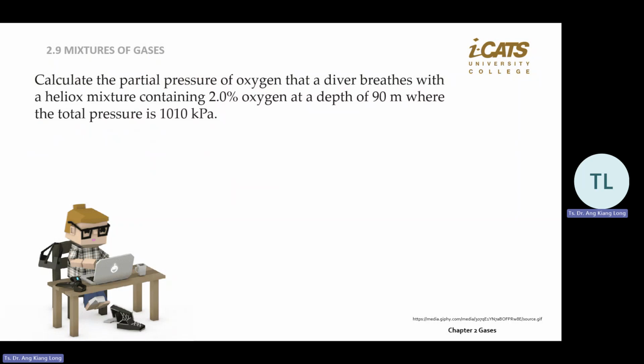Okay. So this is just an exercise. Calculate the partial pressure. You see, partial pressure already means you need to use Dalton's law. Only this chapter uses partial pressure. When you see partial pressure, you need to write Dalton's law already. Dalton's law, then P total equals PA plus PB plus PC. You get 1 mark if you write that. A mixture contains 2% hydrogen, at a depth of 90 meters, where the total pressure is 1010 kilopascal. It asks you to find the oxygen.